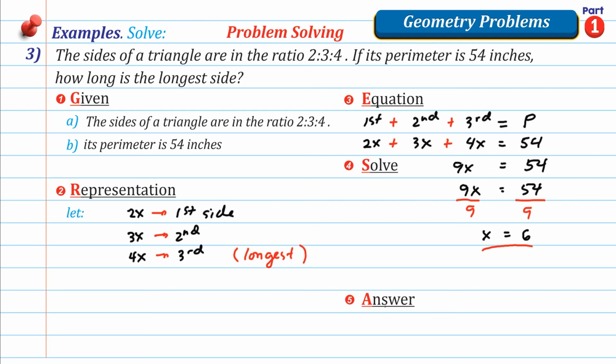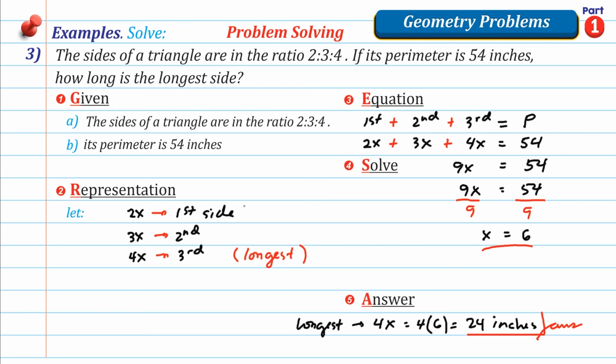That means to get what's being asked, the longest side, we need to get 4x because this is our longest side. Substituting the value for x, 4 times what is x again? 6. And it's equal to 24. Now, take note, the given is in inches. Always make sure you write the units. So it's 24 inches. And that's how you answer this problem.